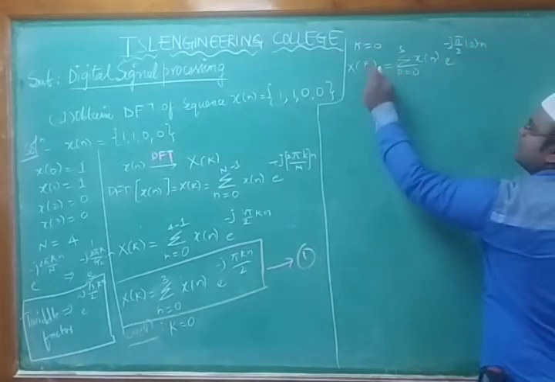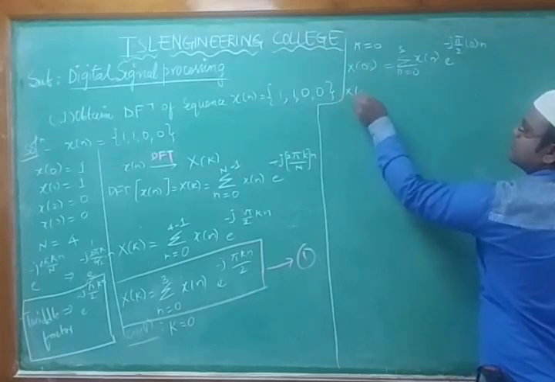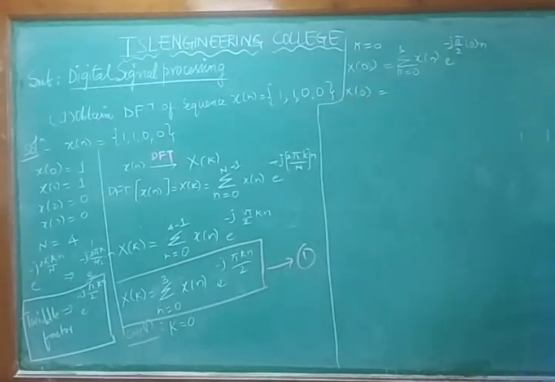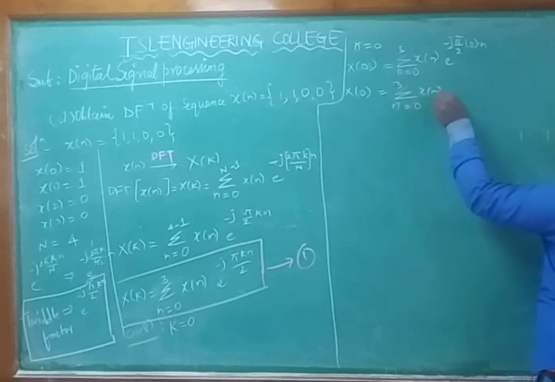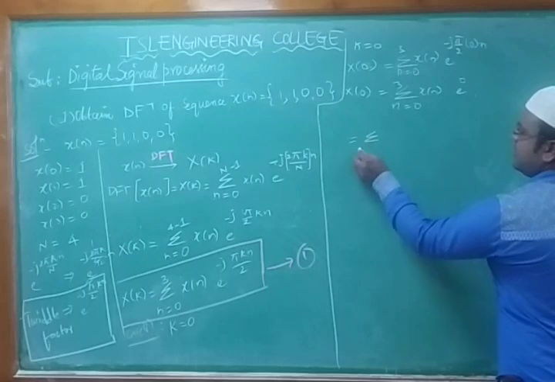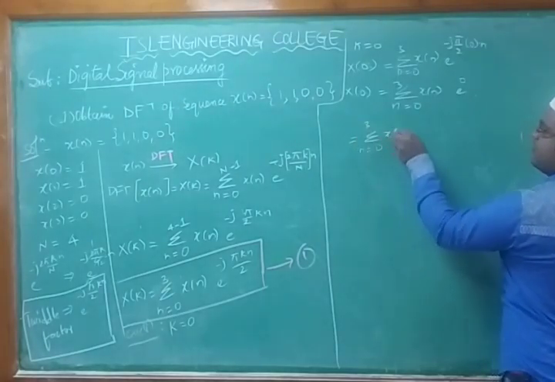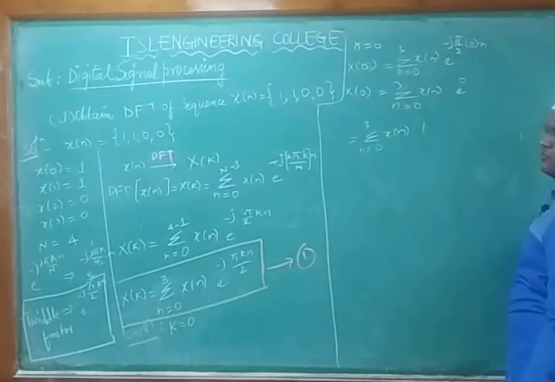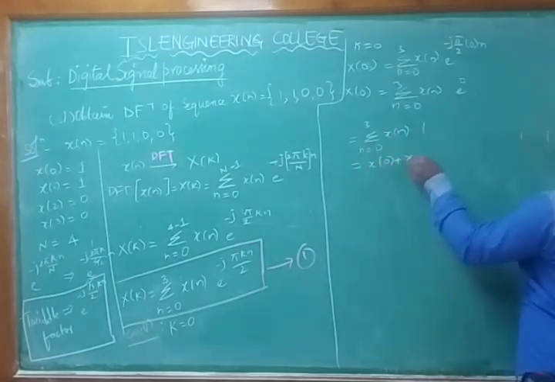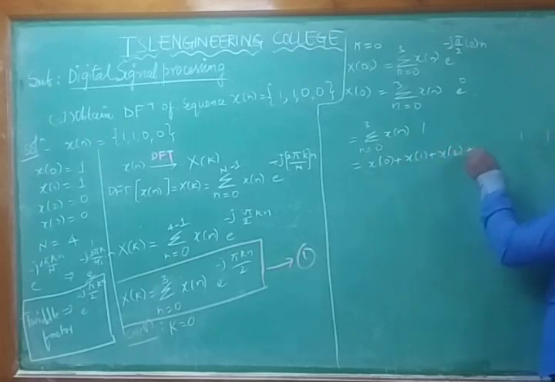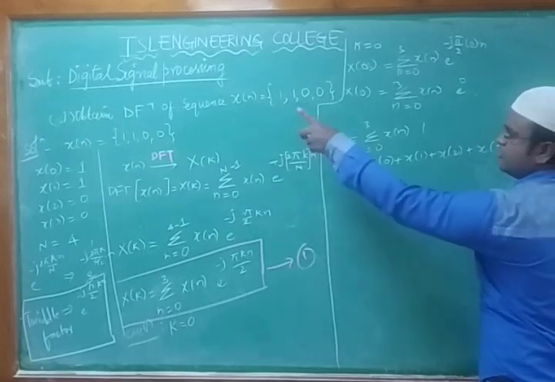What is the k value here? It is 0, so we are putting 0. So capital X of 0 is equal to the summation n equals 0 to 3 of x of n, and e power 0 into anything will be 0, so e power 0 would be 1. So we write the summation n equals 0 to 3 of x of n into 1. What is this summation value? We put n equals 0: x of 0, x of 1, x of 2, and x of 3. So we get all those values. What is the x of 0 value we have?